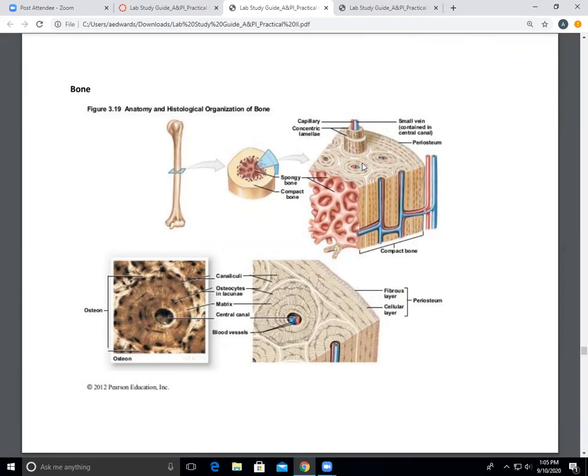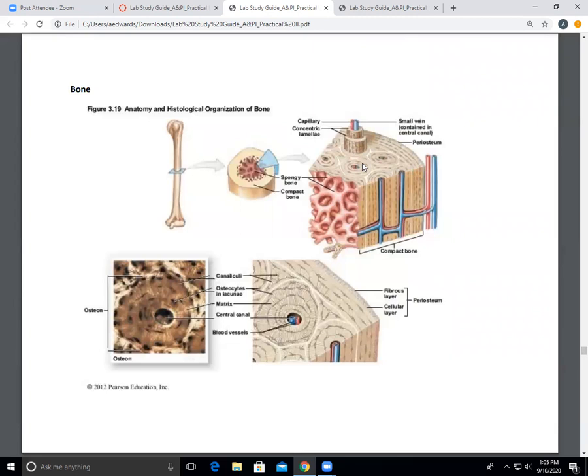In the center of the osteon, we have what we call a central canal, and there are blood vessels in there to give the bone its blood supply. These little dark spots in a circle pattern around the central canal are osteocytes, and they live in lacunae. You also have these little faint lines coming off of the osteocytes. Those are canaliculi.